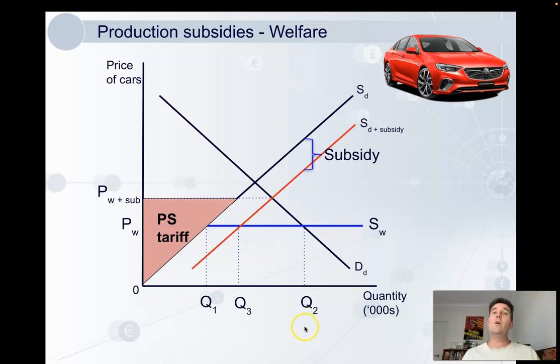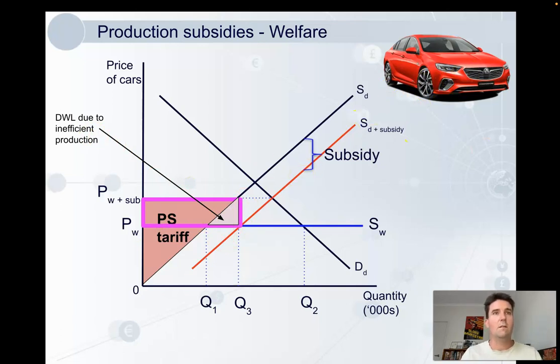Here's the tricky part. We know that the government spends this amount, right? The extent of the subsidy times the quantity subsidized. But this payment is more than the extra producer surplus gained, right? So therefore, it is still a welfare loss. So we still get this as welfare loss, and that's due to inefficient production by the local Australian car manufacturers. We're not very good at it.